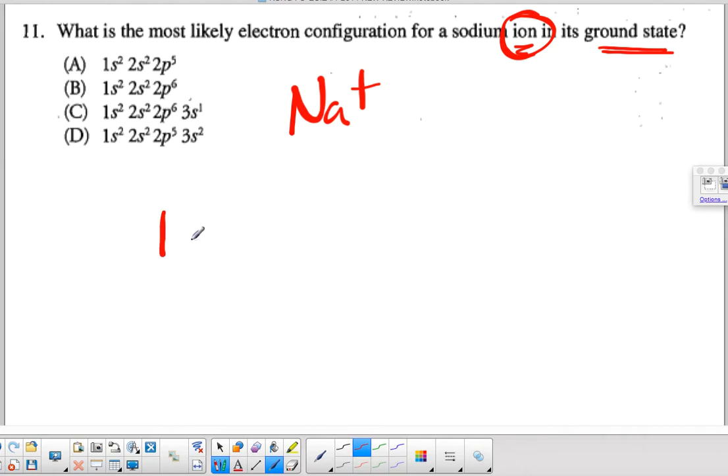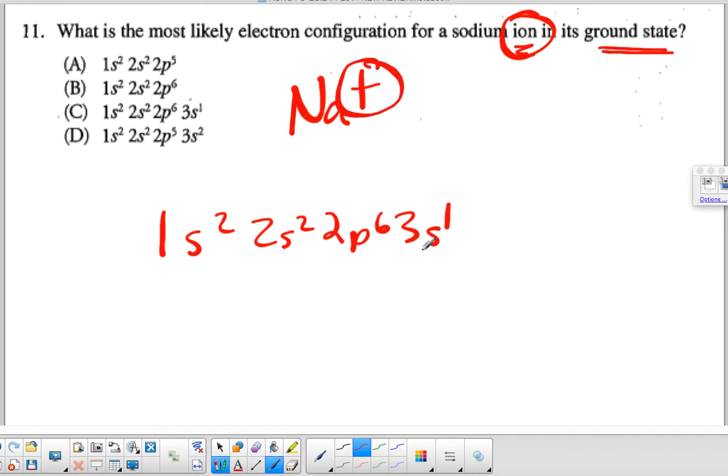So sodium normally is 1s2, 2s2, 2p6, 3s1. That's a normal electron configuration for sodium. When it ionizes, the positive charge, it loses that electron. So when it loses it, it's an ion, but it's in its ground state. You still have to adjust the number of electrons. It just means that last electron hasn't been elevated or kicked up. So the correct answer is going to be B.